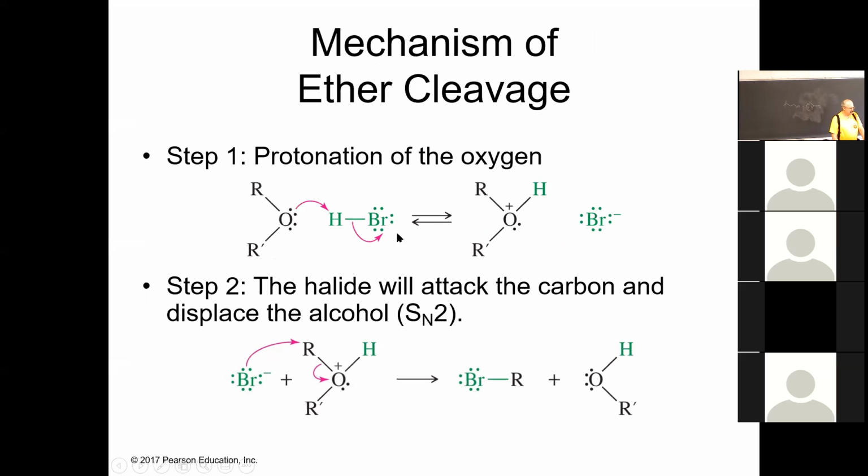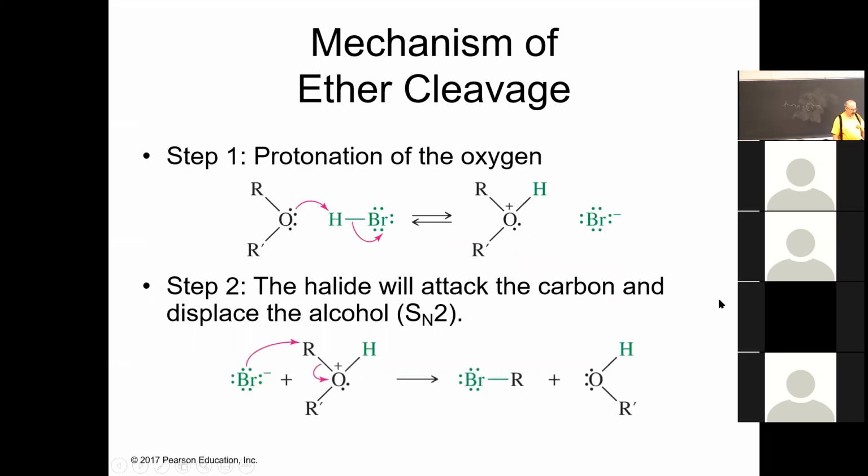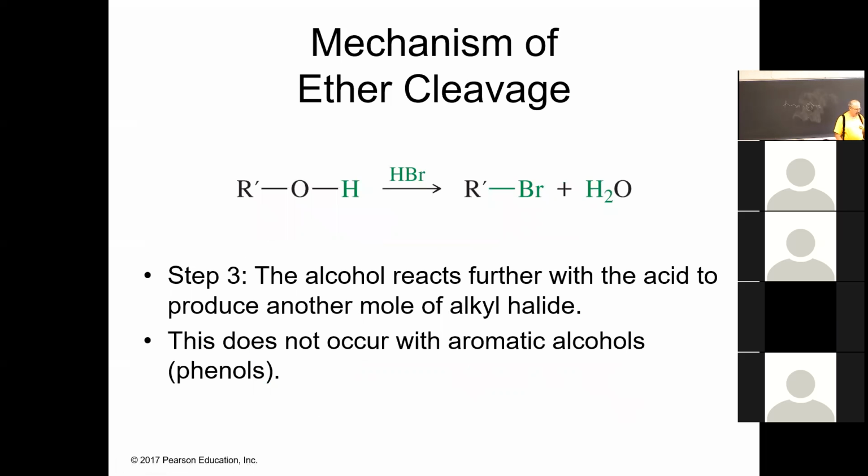Okay, so the ether oxygen picks up an H, it becomes protonated. Br minus then comes in and attacks from the backside and kicks out this alcohol. If we're using excess HBr, the alcohol that's formed here can react further to produce another RBr.